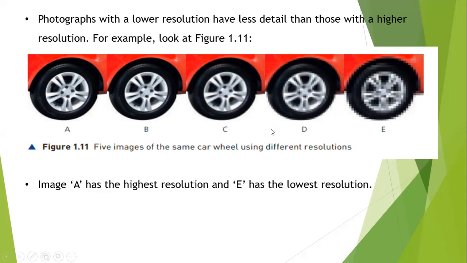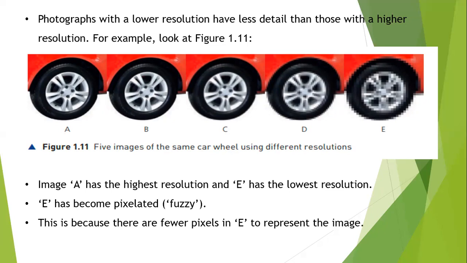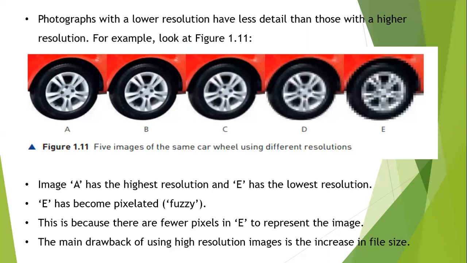For 5 images of the same car, we are using different resolutions. Image A has the highest resolution and E has the lowest resolution. So E has become pixelated, we call it fuzzy. This is because there are fewer pixels in E to represent the image. So if you decrease pixels, the image will be pixelated. If you increase pixels, the picture will be more qualitative, more bright. Okay, is this point clear? The main drawback of using a high resolution image is the increased file size, because the next topic will be file size. Yes, Nama, till now is it clear?